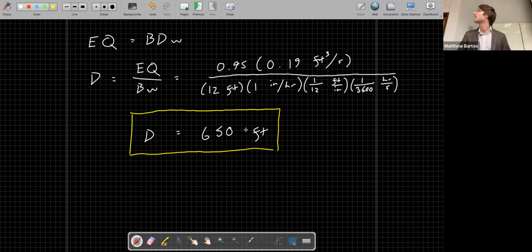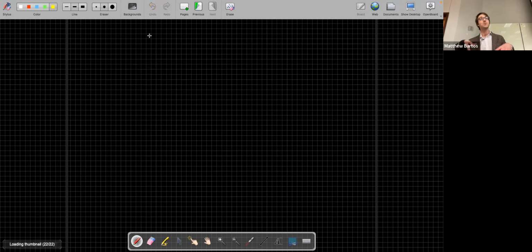Okay, so I have 5 more minutes. What I'm going to do is I'm just going to introduce the idea of a depressed inlet. This was something that you alluded to earlier in class. Most inlets you see in Austin will be of this type. So I just wanted to make you aware of it.